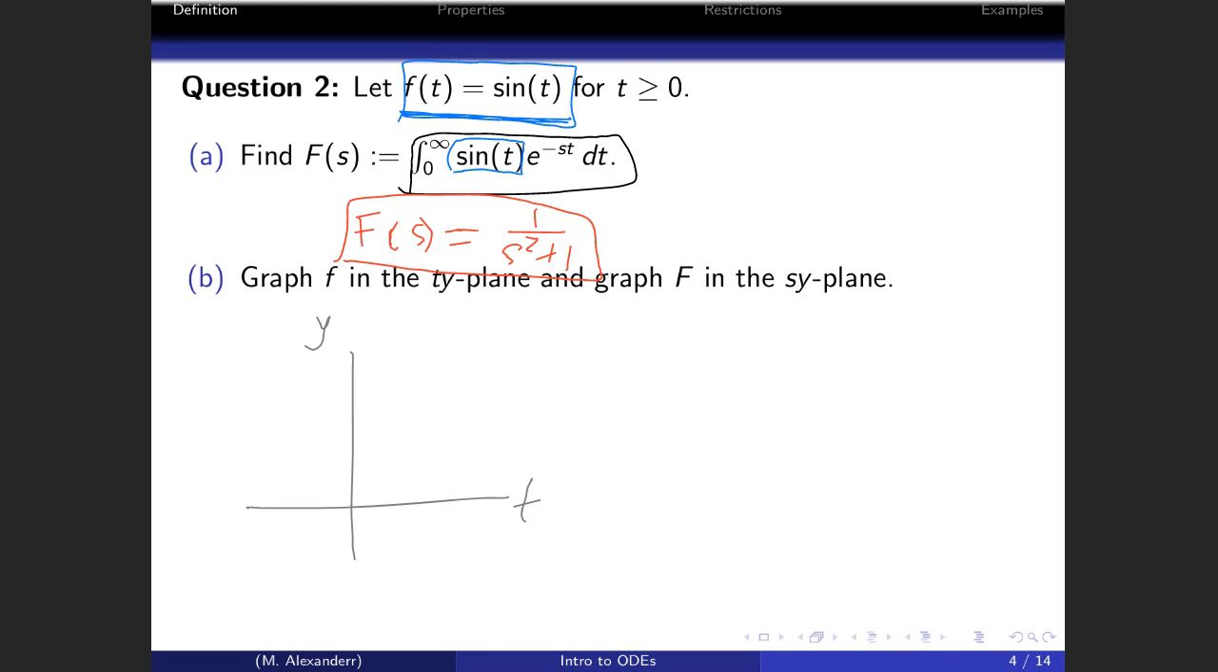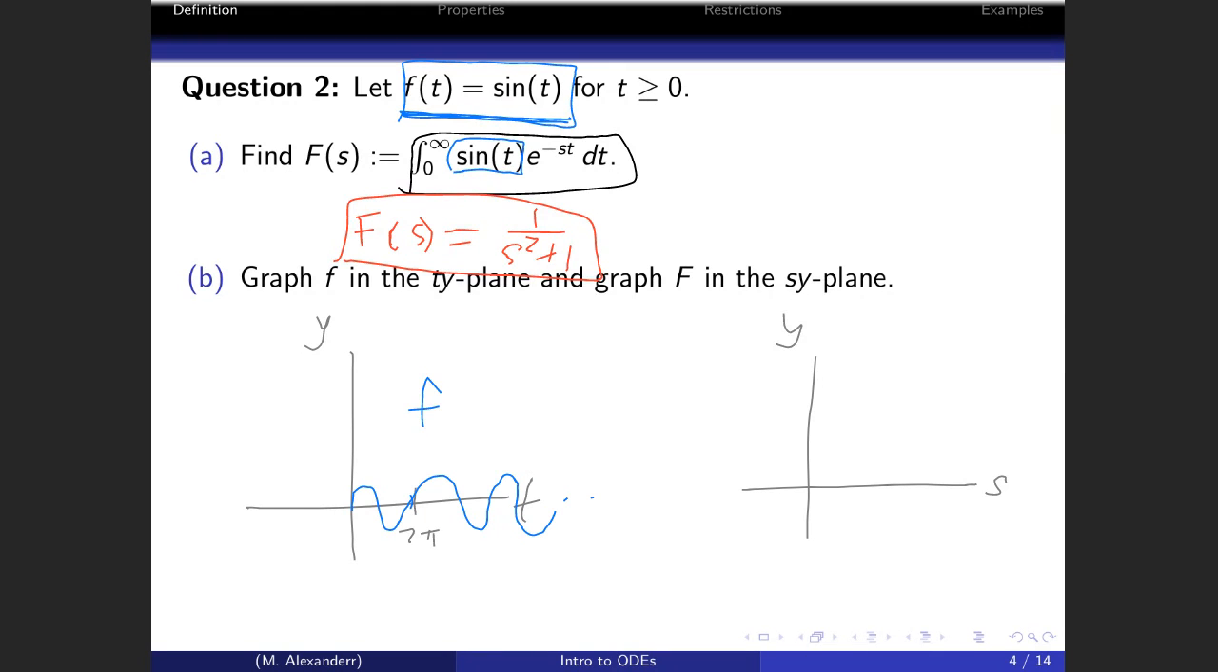And notice that if you had 2 pi here, then your blue function would be something like this. So that's your sine function, but then the pattern repeats forever. So that's the graph of the f function. That's in the ty plane. And now the capital F is not in the ty plane. It's going to be in the sy plane.